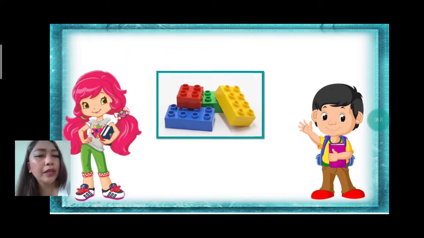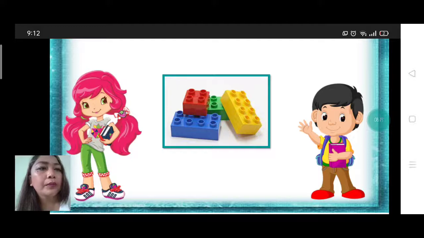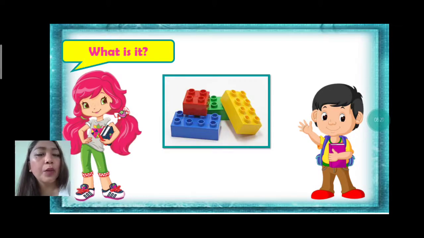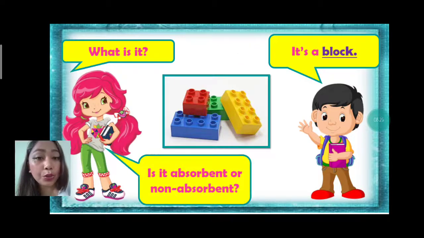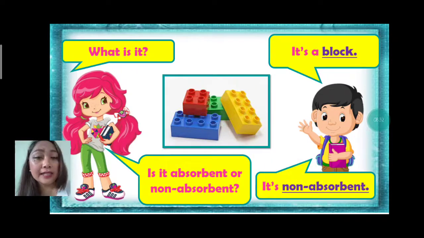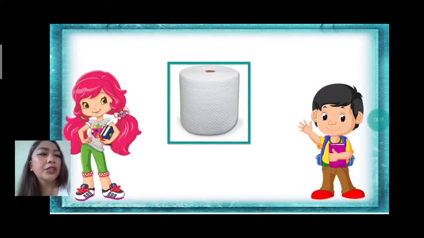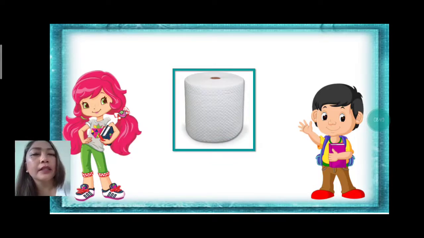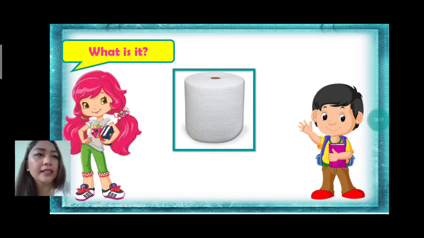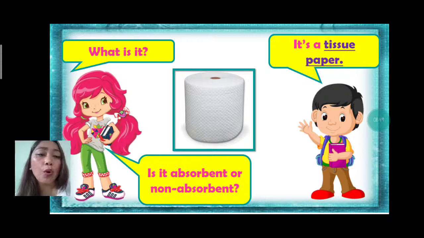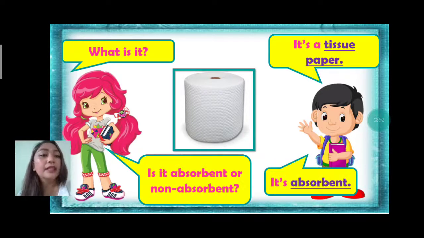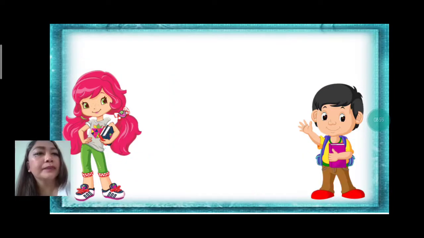Next vocabulary, we have block. What is it? It's a block. Is it absorbent or non-absorbent? Very good. The answer: it's non-absorbent. Very good. Next we have tissue paper. What is it? Answer: it's a tissue paper. Is it absorbent or non-absorbent? The answer: it's absorbent. Very good.